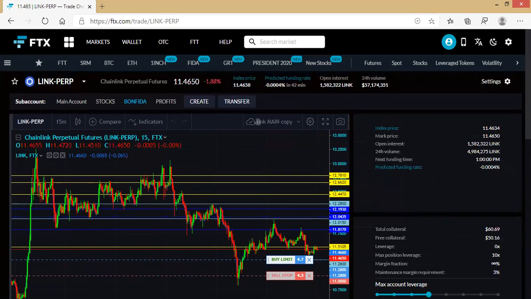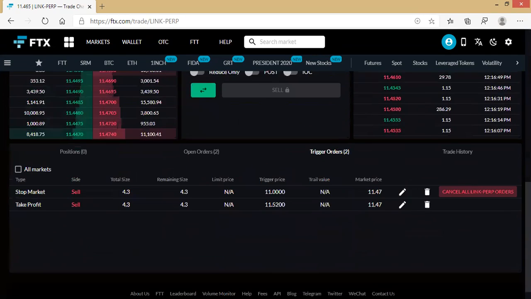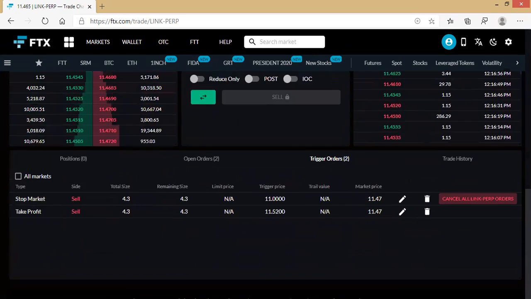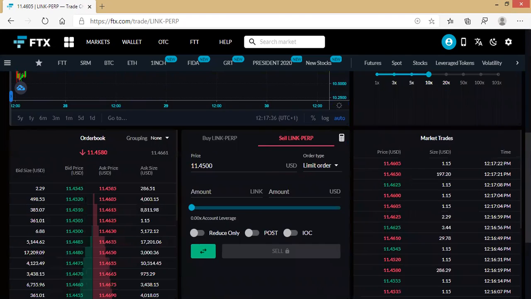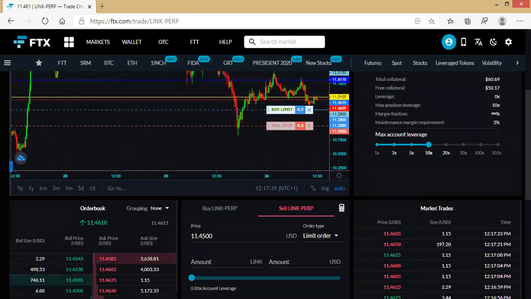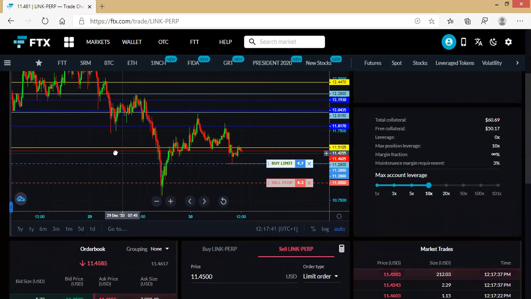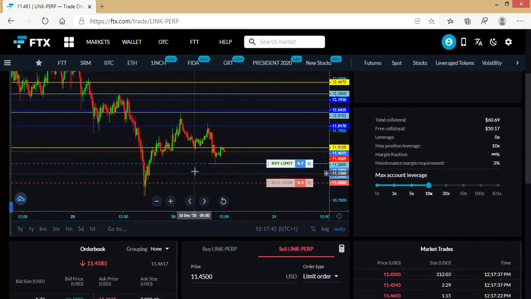So this is basically how the interface of FTX Exchange looks like, especially for those of us who are using their desktop, who are using their laptop for the trades. So I'll just go right ahead and cancel this. Although I stand a chance of buying this thing here.